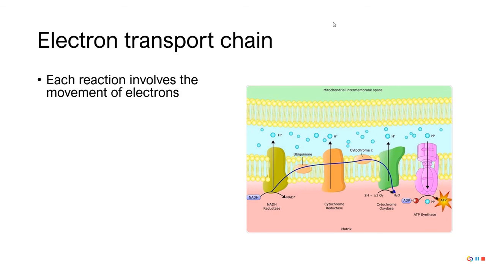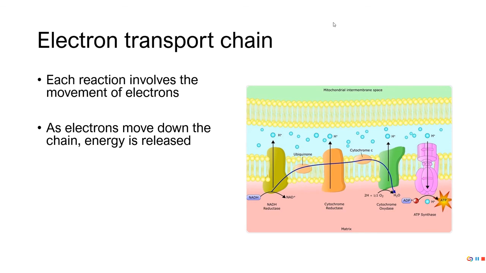Okay, so each reaction moves electrons from one place to another. And as electrons move, energy is released. And so we need to harness that energy. Okay. And this is the reason why oxygen is so important, because oxygen will hold on to those electrons, okay? And it actually combines with hydrogen ion to form water.